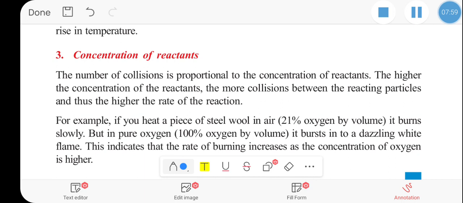The third factor that affects the rate of chemical reaction is concentration. The number of collisions is proportional to the concentration of the reactant. The higher the concentration of reactant, the more collisions between the reacting particles, and thus the higher the rate of the reaction.